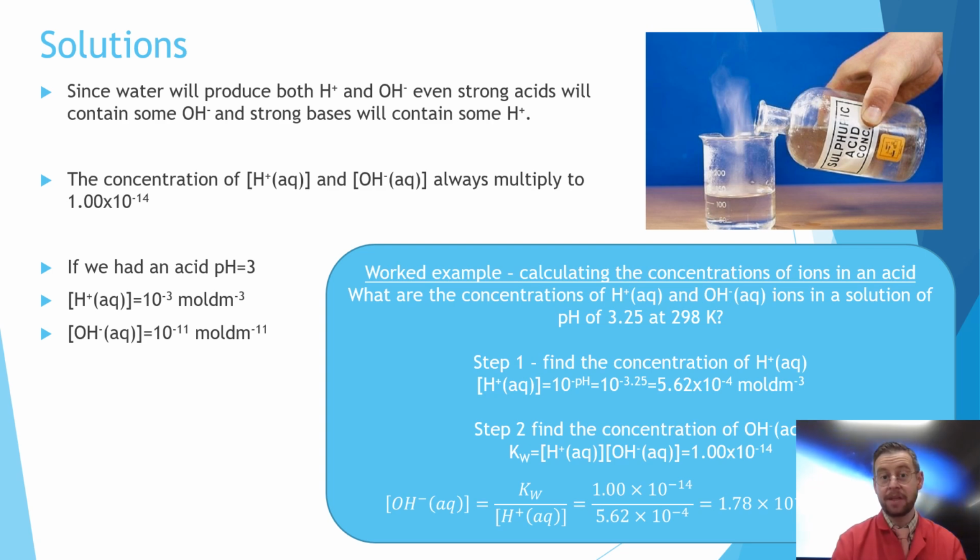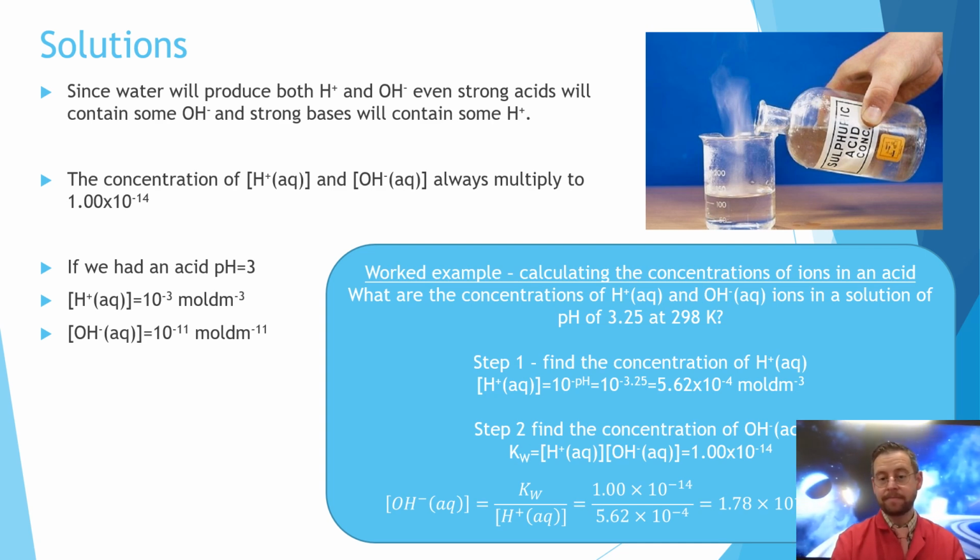So we don't have to think about what acid has been added to it at this stage. All we need to do is work out how many H plus ions there are and how many OH minus ions there are, and what the concentrations of these two would be. So the very first step is, from this pH, we want to work out the concentration of H plus ions. And that's simple to work out because the concentration is equal to 10 to the minus pH. 10 to the minus 3.25 gives us 5.62 times 10 to the minus 4 moles per decimeter cubed.